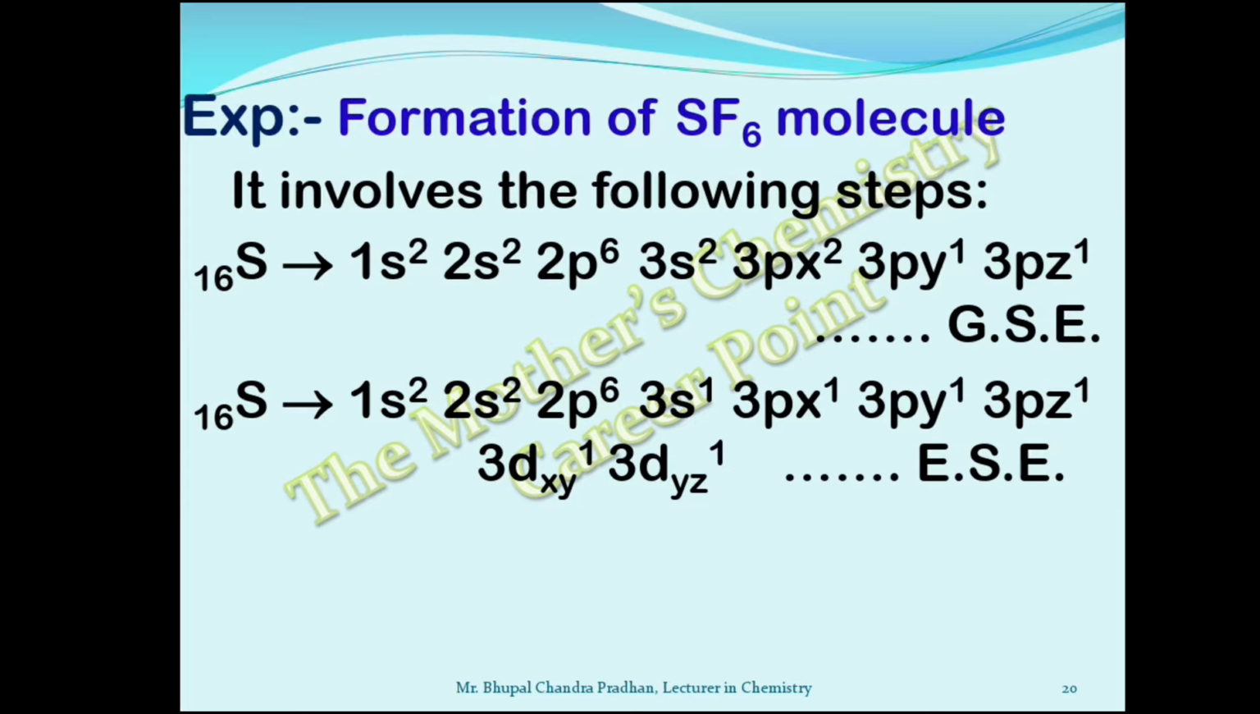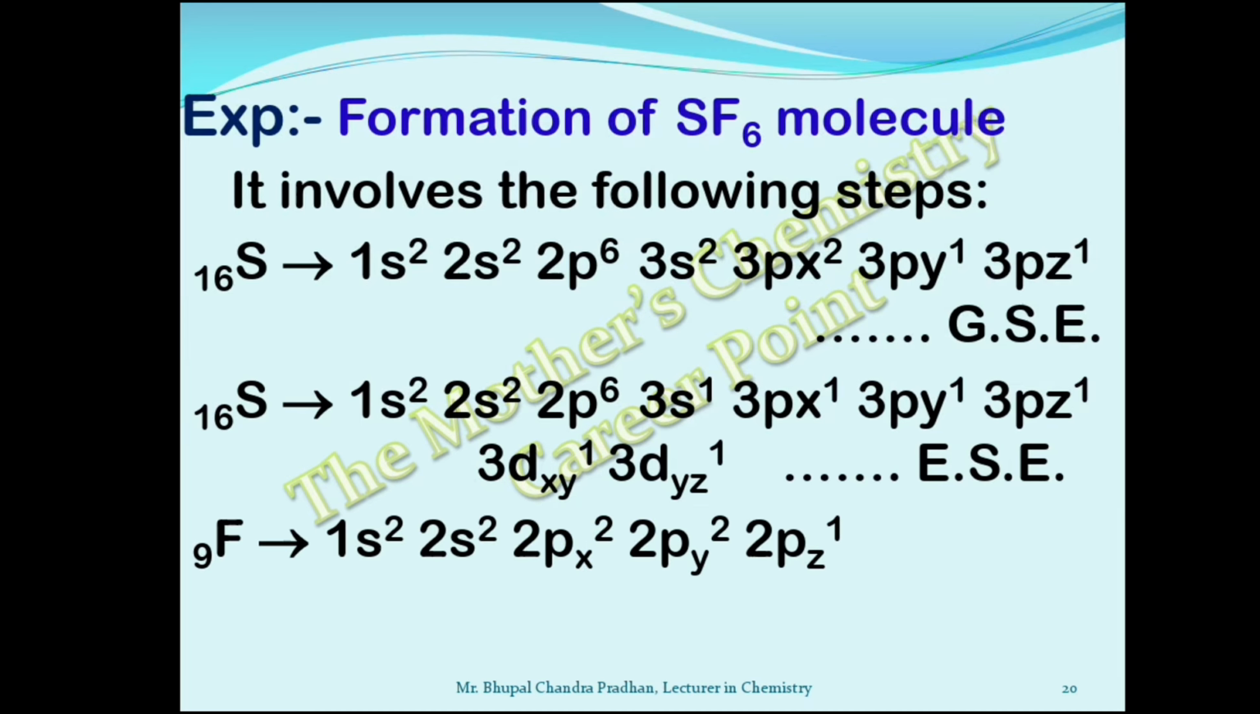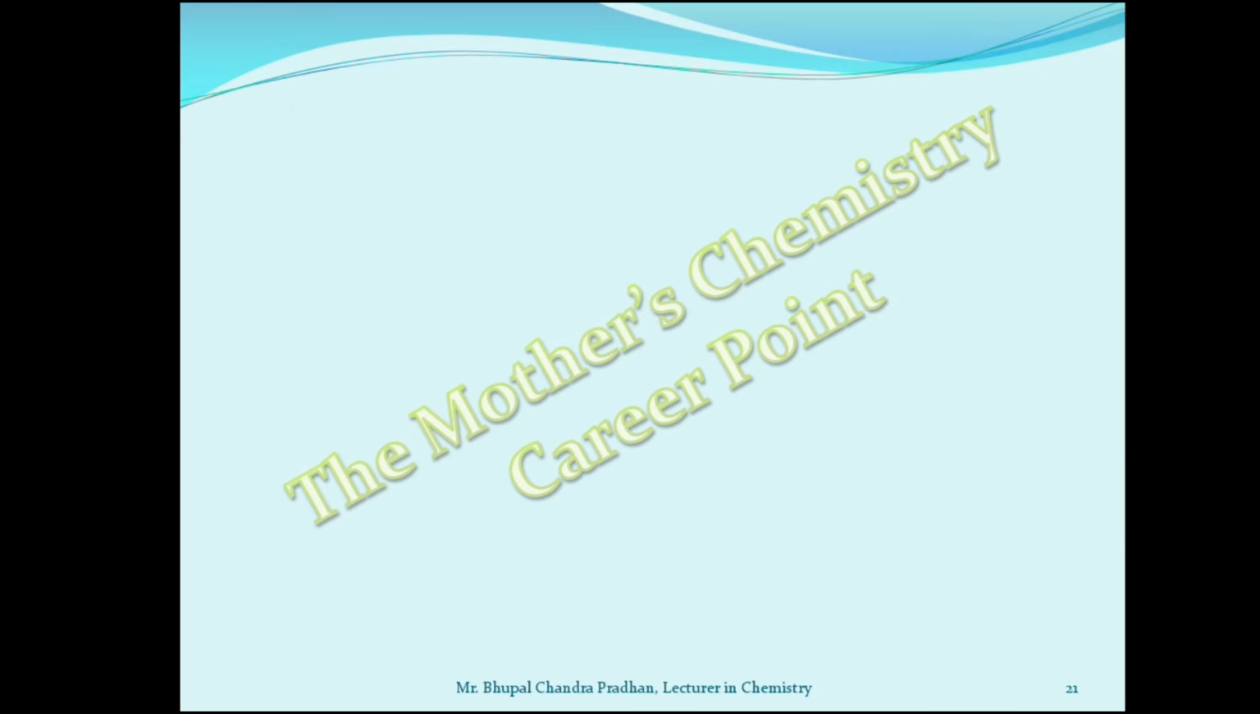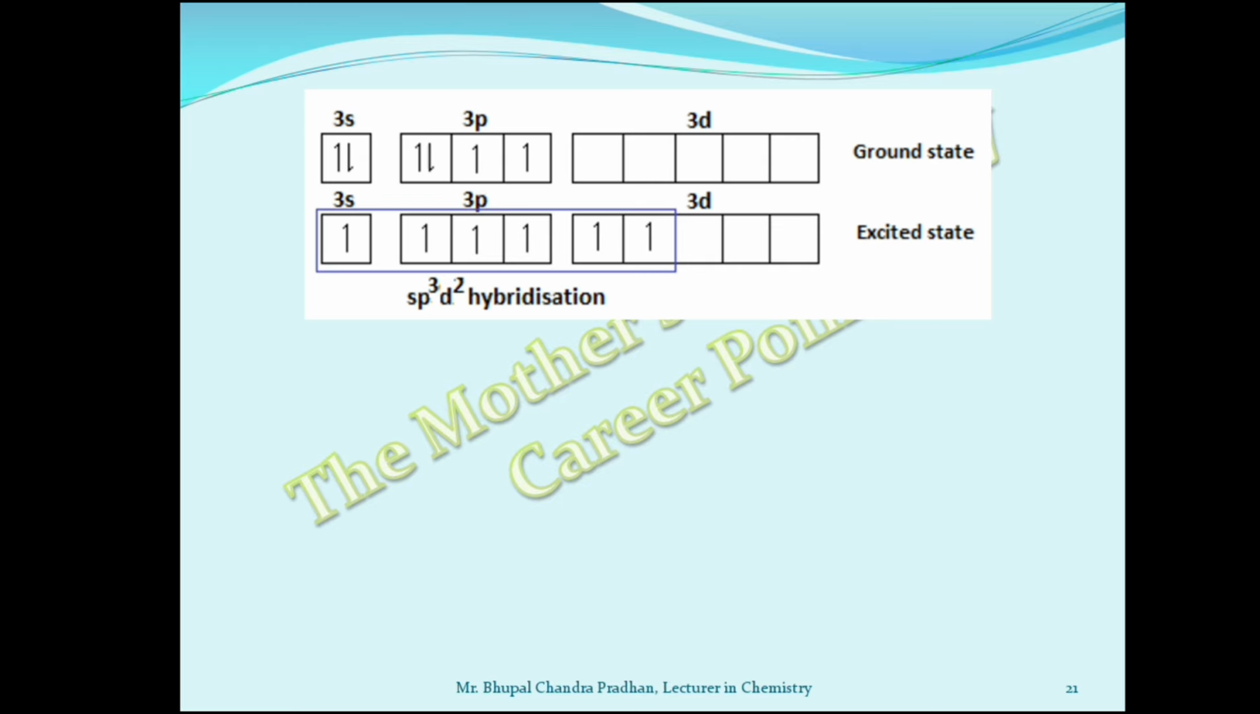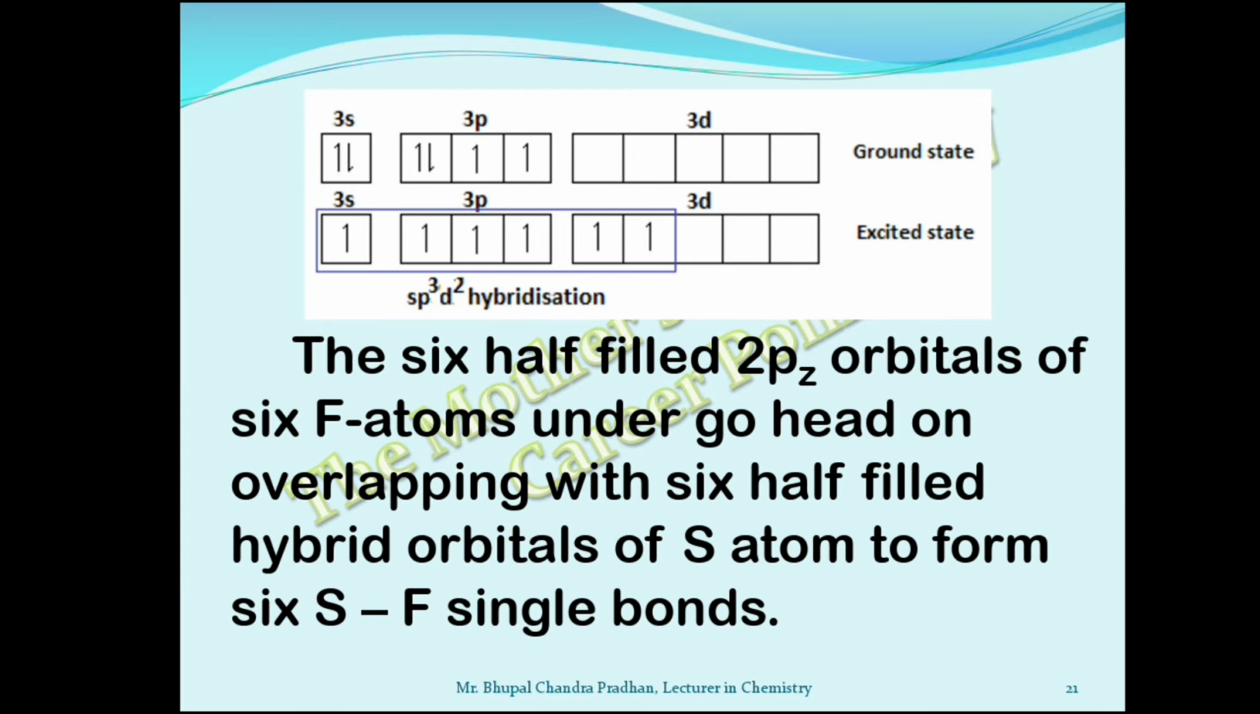First from 3px to 3dxy, then from 3s to 3dyz. Thus, there are 5 half-filled orbitals in case of sulfur. In case of fluorine, the electronic configuration is 1s2, 2s2, 2px2, 2py2 and 2pz1. Here, sp3d2 hybridization is carried out. All the 6 sp3d2 hybrid orbitals contain half-filled electrons which can form bonds with 6 fluorine atoms.